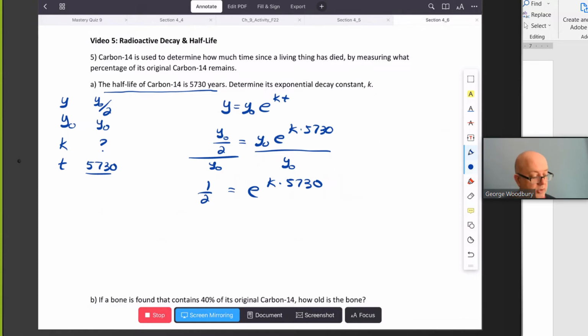Take the natural log of both sides. The natural log of 1/2 ends up equaling k times 5,730. Finish by dividing over that 5,730.